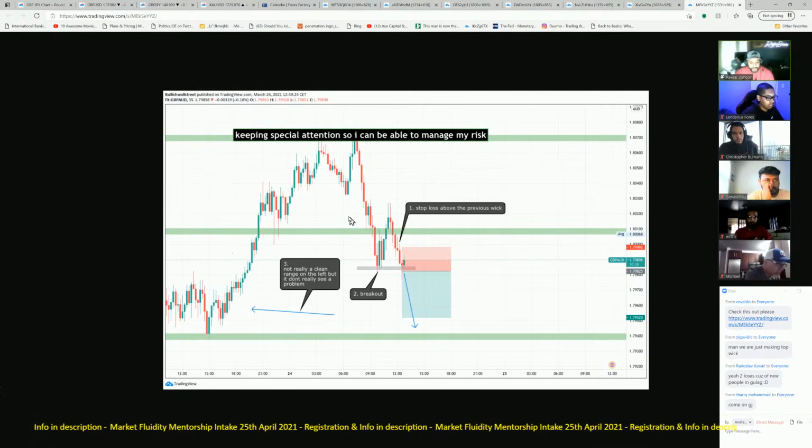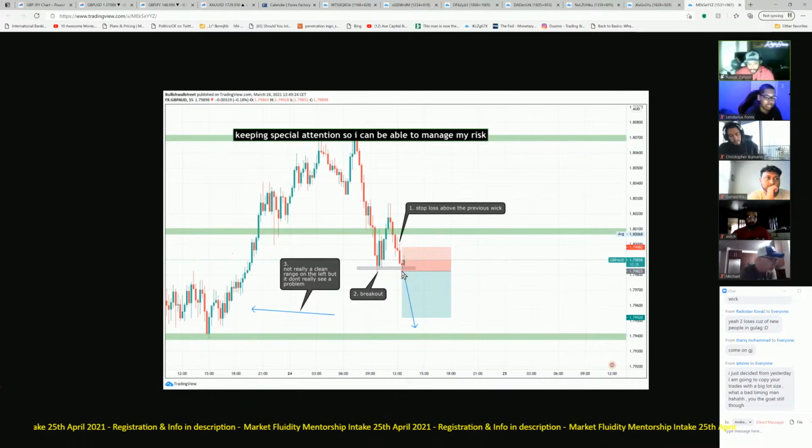Let's take a look at this chart. So this is GBP AUD. Keeping special attention so I can manage my risk. Stop loss above the previous candle over here. You're looking for sells below this point here. Yeah, this looks good. So now you need a candle to break below the support to continue down.